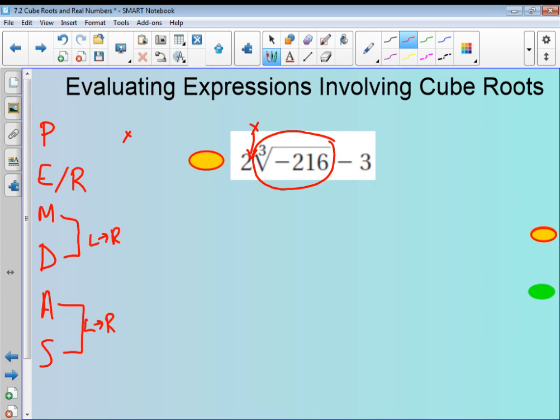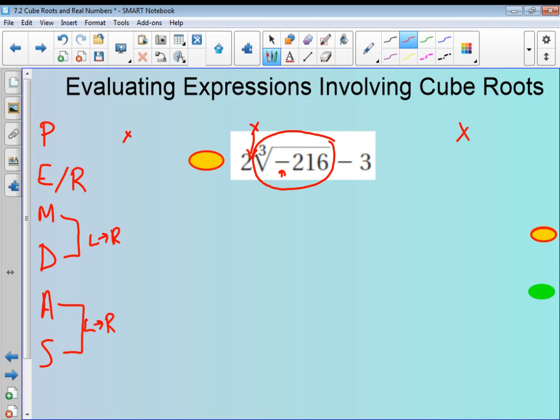So we need to find what number times itself 3 times would give us negative 216. Now, because this negative is involved, I know in this situation it's going to be a negative number. I'm just going to do trial and error, so I might try 8. On my calculator, I'm going to do 8 times 8 times 8. And when I do that, I get 512. So that's way too big.